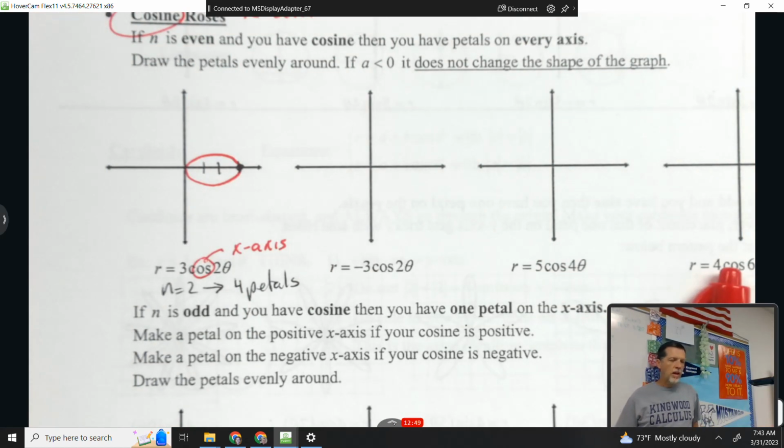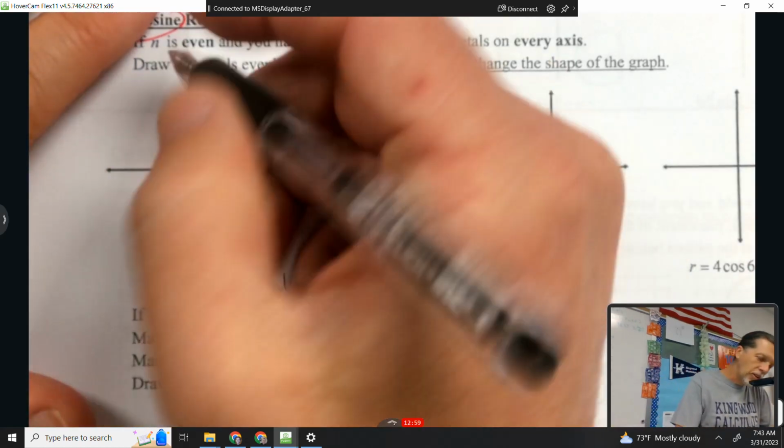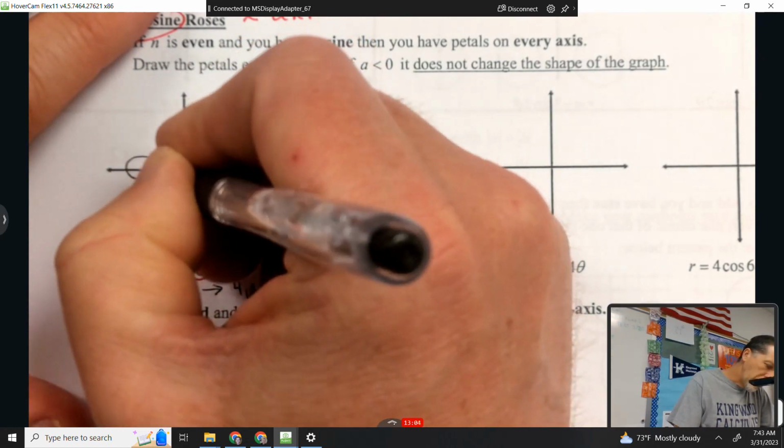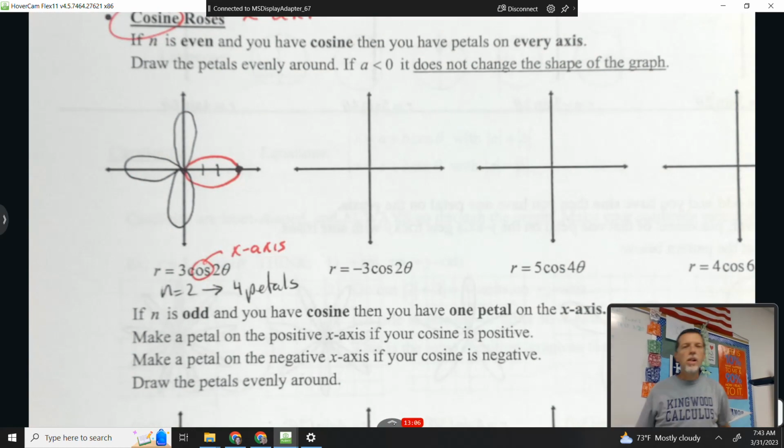Now, the 4 petals need to be equally spaced. Sometimes it gets tricky to figure out what the angle is for an equally spaced petal. But with 4 petals, I hope that's not hard to figure out, how to equally space 4 petals. So there's our 4-petaled rose.